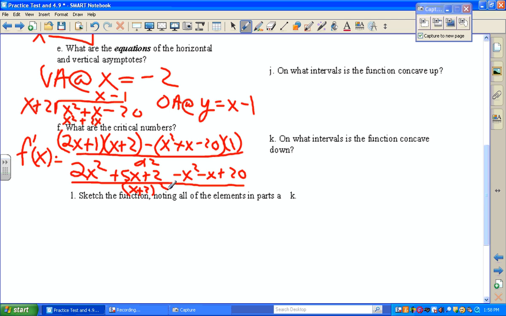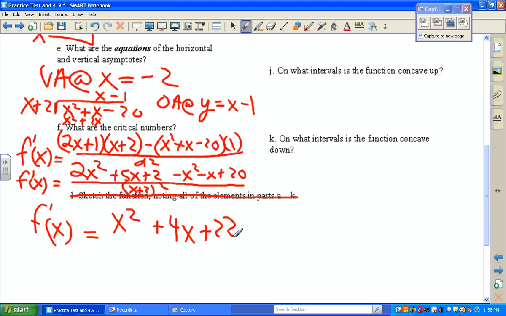All right. Now we can do the quadratic here pretty quick. I'll sketch the graph someplace else. We have to sketch the graph. Well, that's part L, but I'll do it later. So that equals x squared plus 4x plus 22.